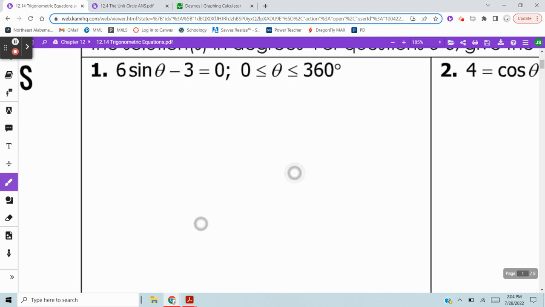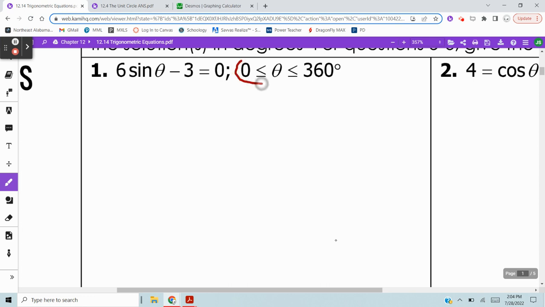So the first one says 6 sine theta minus 3 equals 0, and we want the answer between 0 and 360. And here's what we're going to do. And this is why knowing the period of sine, cosine, and tangent is so important. Your first step is to find all solutions in one period of that trig function. So in this one, sine, we're going to be looking for all the answers between 0 and 360 anyway, because 360 is that period.